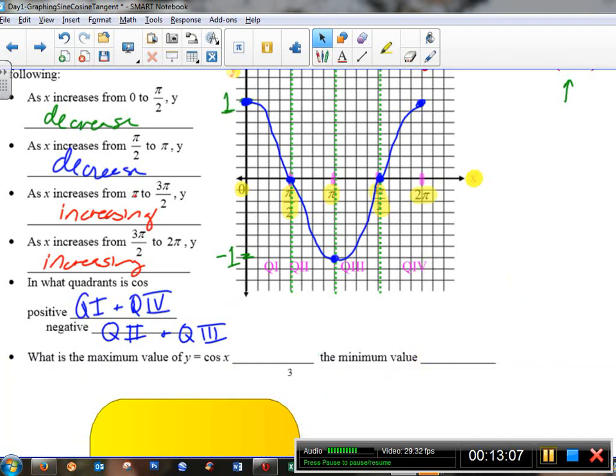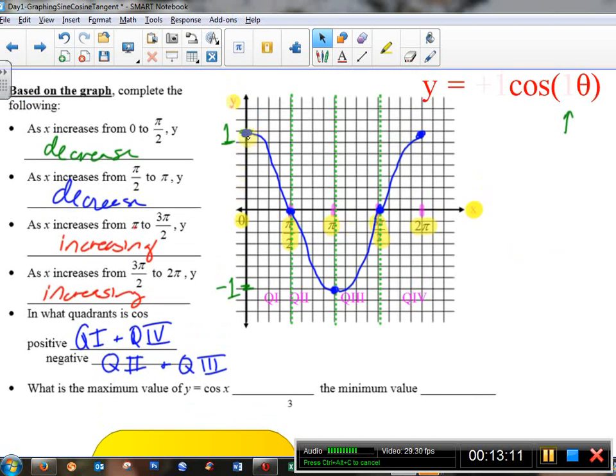But let's take a look at that question. What is the maximum value for y equals the cosine of x? Well, the maximum value is the highest point the blue curve attains on the graph, and our maximum value here is equal to 1. The minimum value would be the lowest point that blue curve attains on the graph, and the lowest point would be a negative 1. Okay, go back and revisit that if you'd like. Otherwise, I'm going to move on to the sine function.